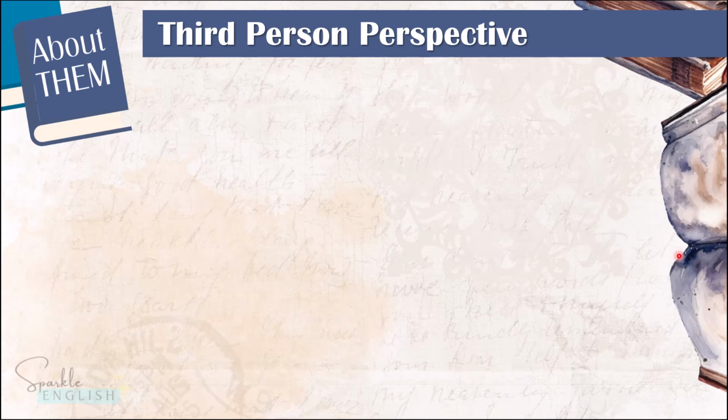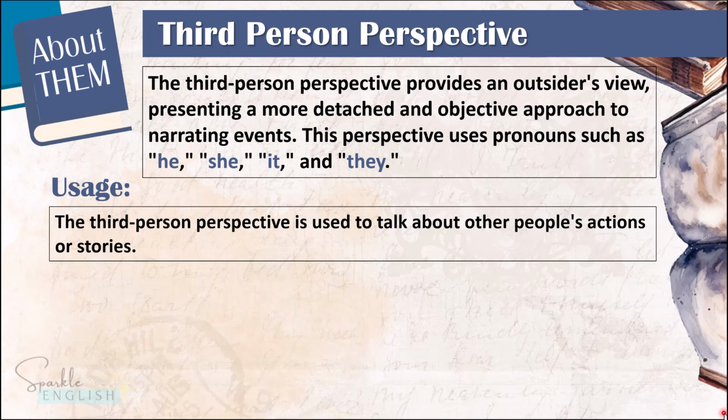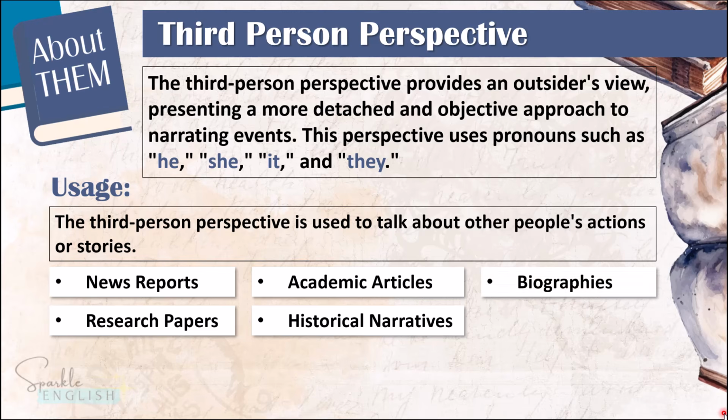Now let's go on to the third person perspective. So the third person perspective provides an outsider's view, presenting a more detached and objective approach to narrating events. This perspective uses pronouns such as he, she, it, and they. So we use this perspective to talk about other people's actions or stories. This is often used in news reports, research papers, academic articles, historical narratives, biographies, and most fictional novels.